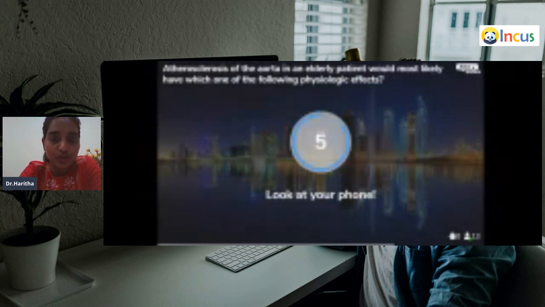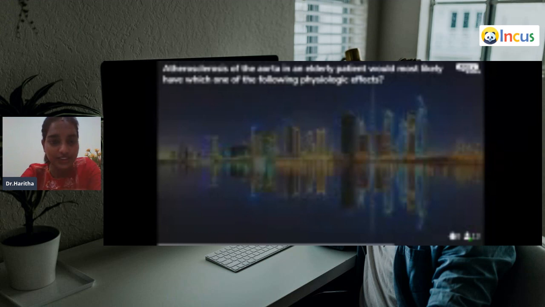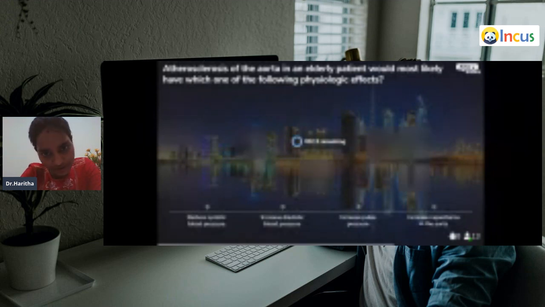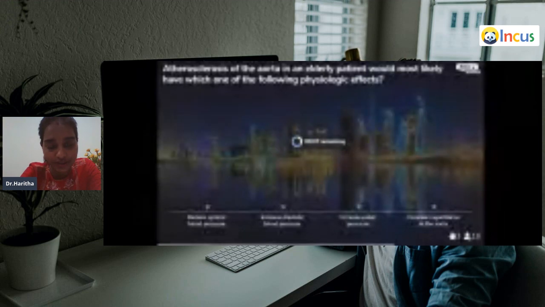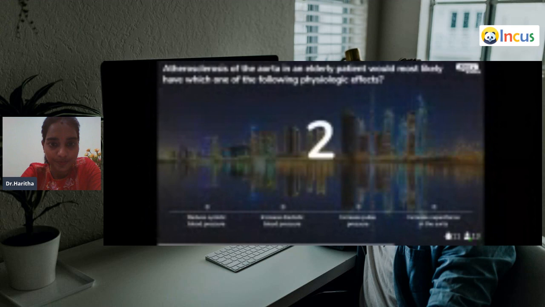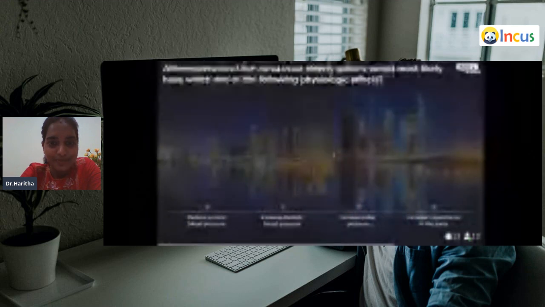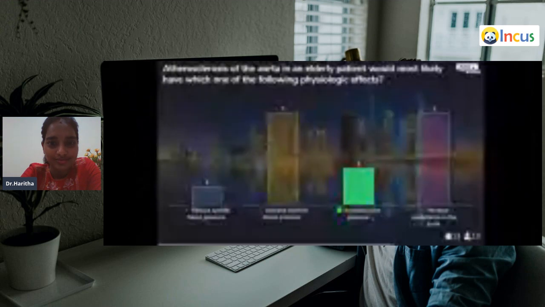Atherosclerosis of the aorta in an elderly patient would most likely have which of the following physiologic effects? Atherosclerosis, common sense. Reduced systolic blood pressure, increased diastolic blood pressure, increased pulse pressure, increased capacitance in the aorta. Which one do you think is right? Yep, time is up.